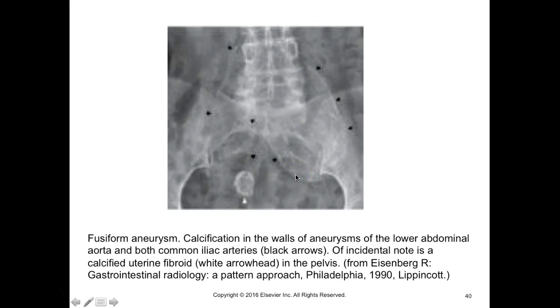Oh, this is a good one. So this is a fusiform aneurysm where the walls are calcified, so we can see it on a pelvic x-ray. You can see all around here, this is an aneurysm. This is a ballooning. So this patient makes me very nervous. This patient might be dead.